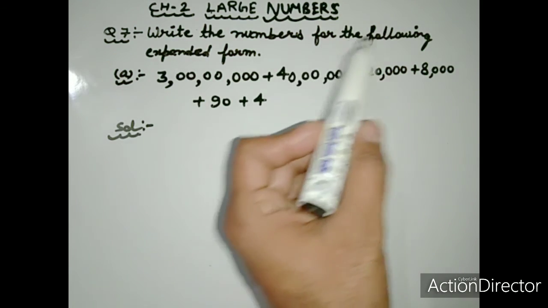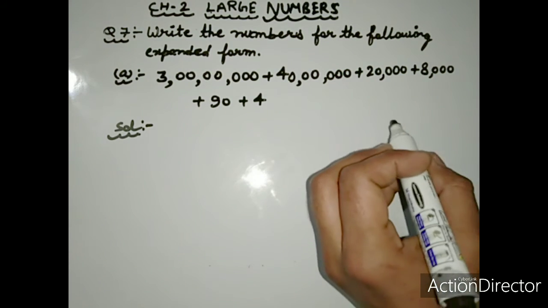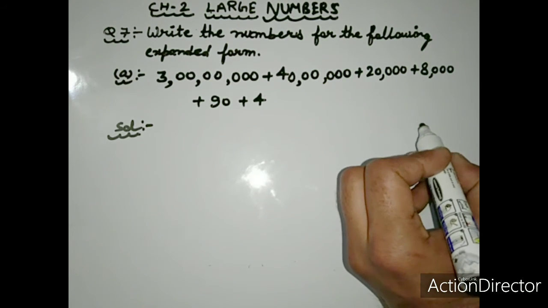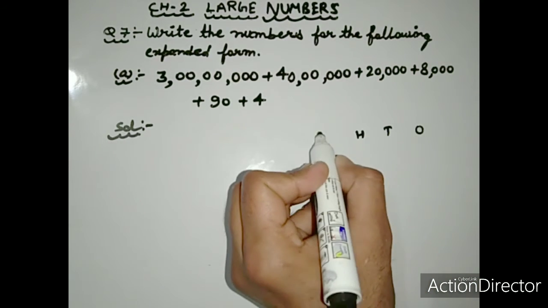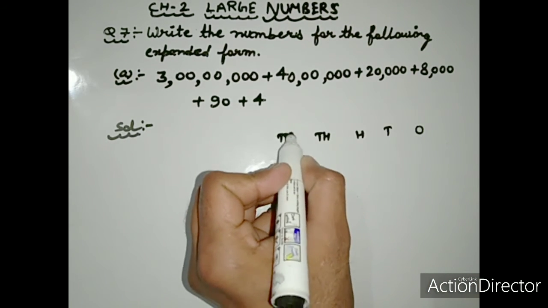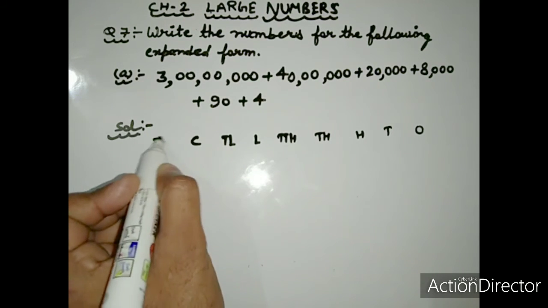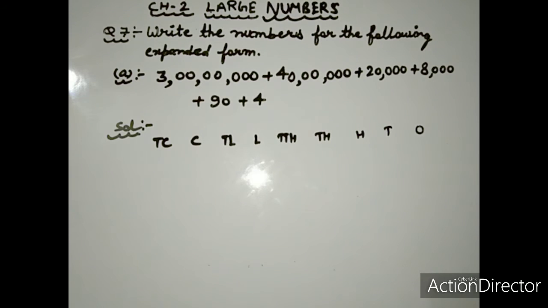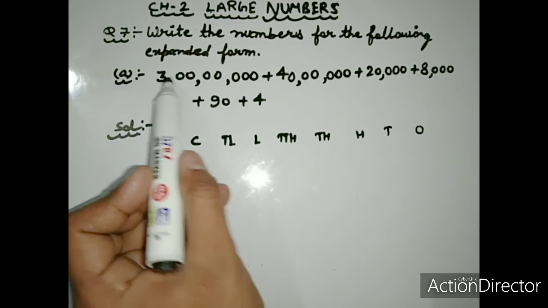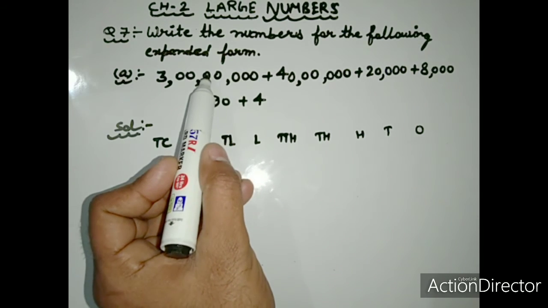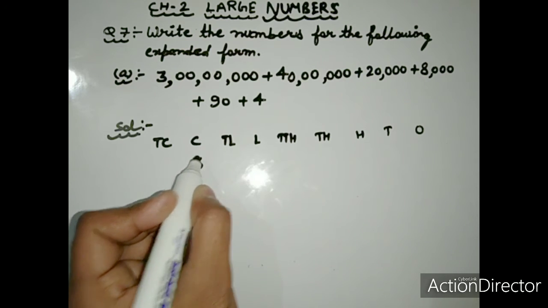Write the numbers for the following expanded form. So here first we write the places in the Indian number system: ones, tens, hundred, thousand, 10,000, lakh, 10 lakh, crore, and 10 crore. Now we start from the first number: ones, tens, hundred, thousand, 10,000, lakh, 10 lakh, crore. 3 in the crore place. So here we write 3 in the crore place.